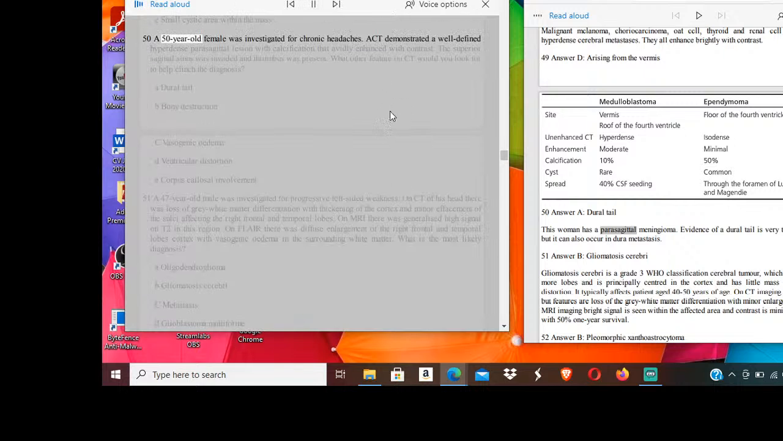50. A 50-year-old female was investigated for chronic headaches. A CT demonstrated a well-defined hyperdense parasagittal lesion with calcification that avidly enhanced with contrast. The superior sagittal sinus was invaded and thrombus was present. What other feature on CT would you look for to help clinch the diagnosis? A. Dural tail. B. Bony destruction. C. Vasogenic edema. D. Ventricular distortion. E. Corpus callosal.